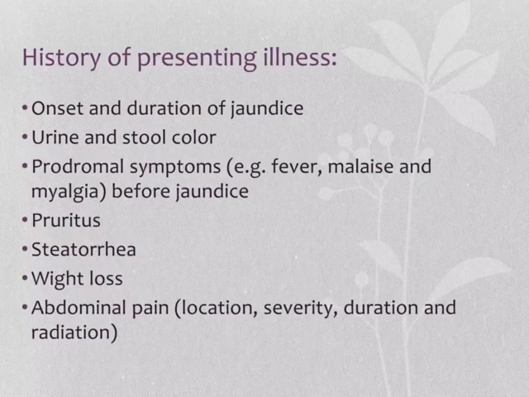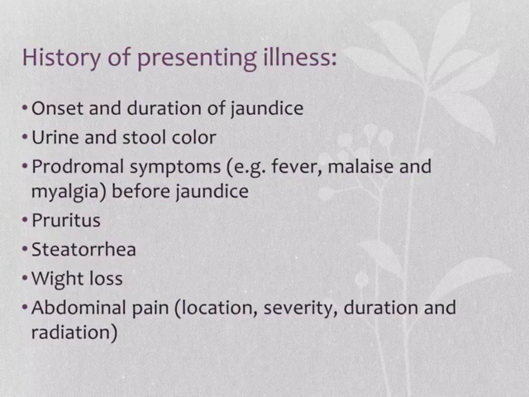While we are taking the history of present illness, we have to start by asking about the onset, when the disease started, the duration, for how long, and the other associated symptoms like the color of the stool and urine. Usually, if there is jaundice, we can find deep color or dark urine, or stool that looks pale.